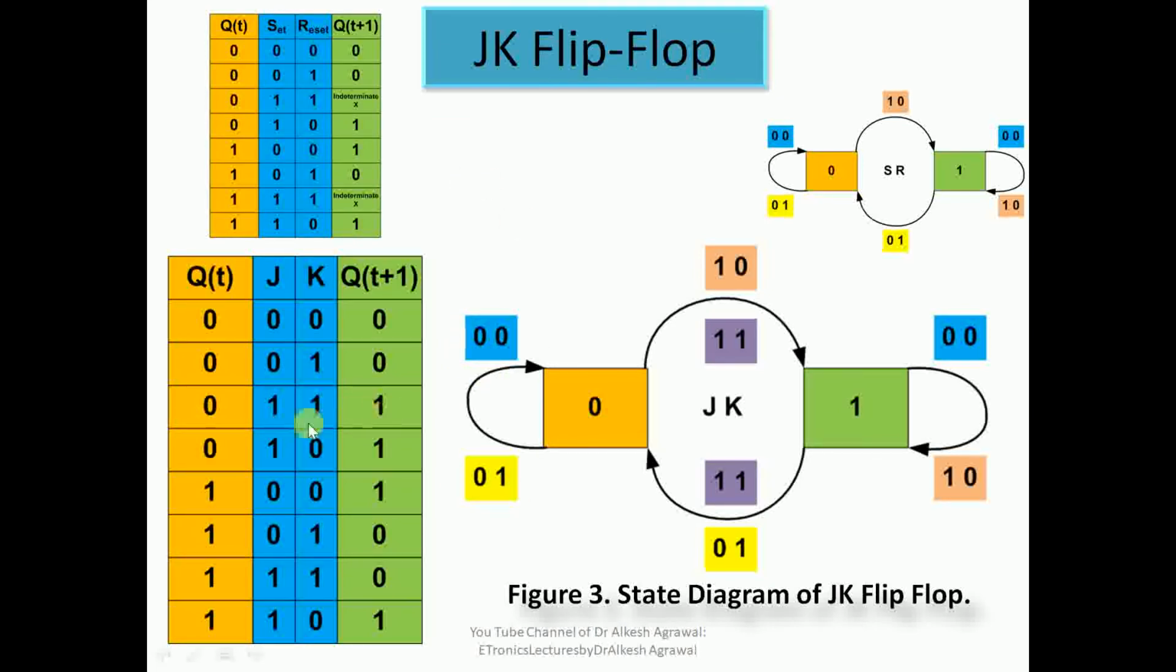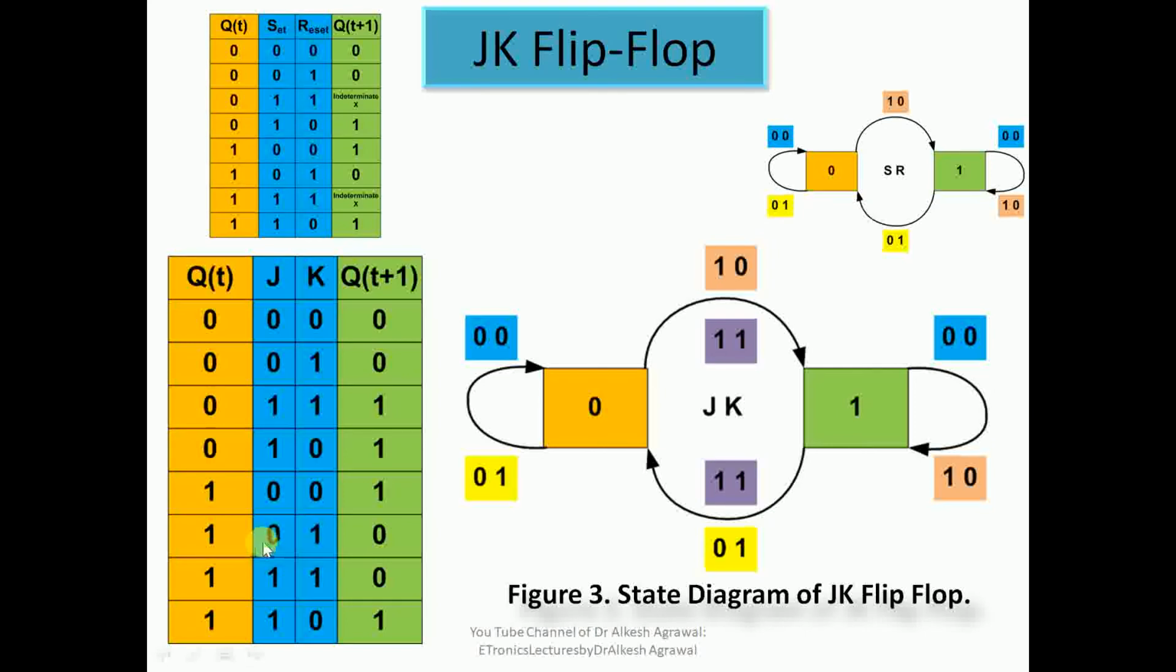Now you see in the third row, when J and K are 1 and 1, there is a transition from 0 to 1. Then in the fourth row, when J is 1 and K is 0, again the transition is from 0 to 1. Then you see this row, when the present output is 1 and none of the inputs is activated, so this is 0 0. There is no state transition: the previous state is 1 and the next state is also 1.